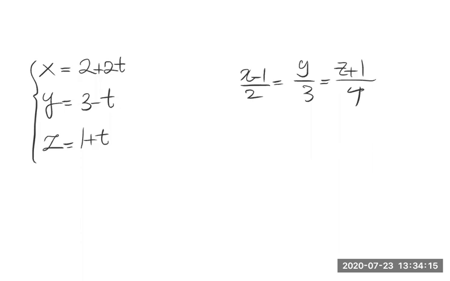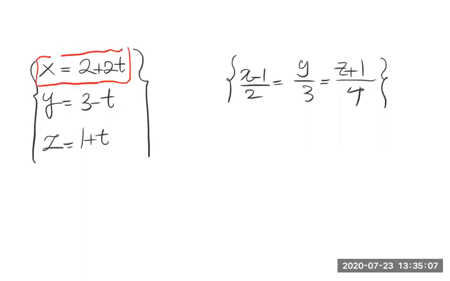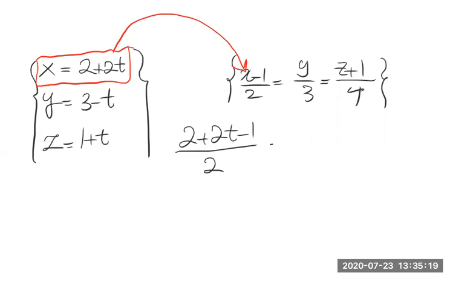Well, I mean, right now, here we want to see if these two lines have an intersection or not. What I would do, I would use one of these variables, say x equals 2 plus 2t, and I would plug it into the other equation. So it would be 2 plus 2t minus 1 over 2 equals y over 3 equals z plus 1 over 4. Okay, let's simplify it.